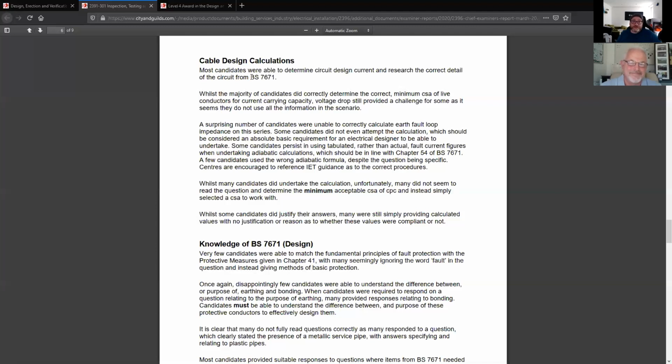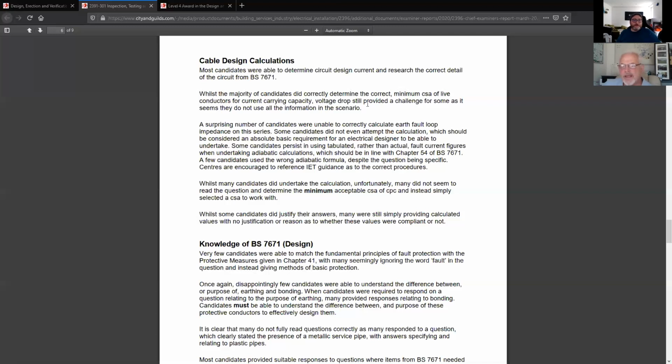circuit from BS 7671. So they were well versed with that. Whilst the majority of candidates did correctly determine the correct and minimum size of live conductors for current carrying capacity, voltage drop still provided a challenge for some, as it seems they do not use all the information in the scenario. That seems like a simple thing to me.